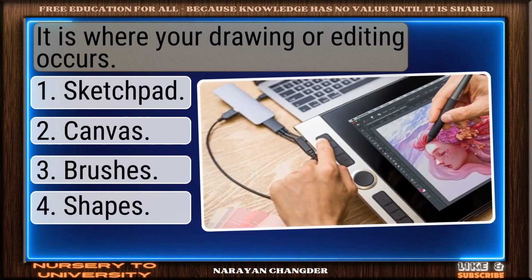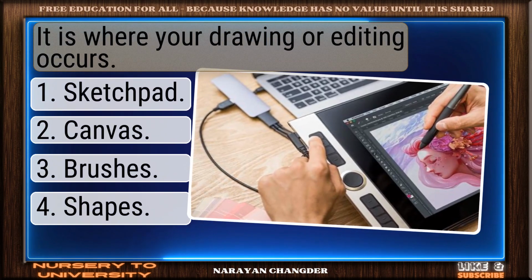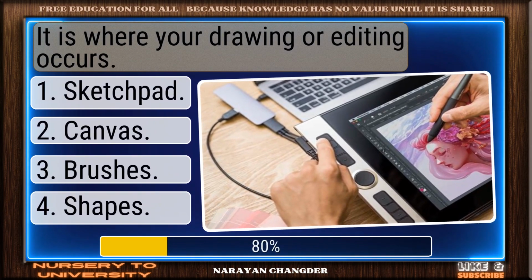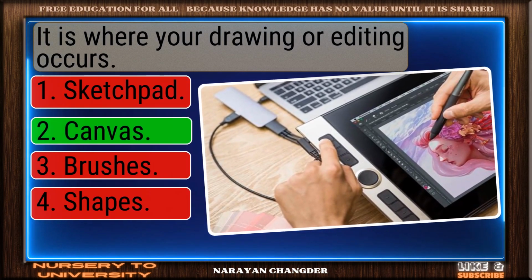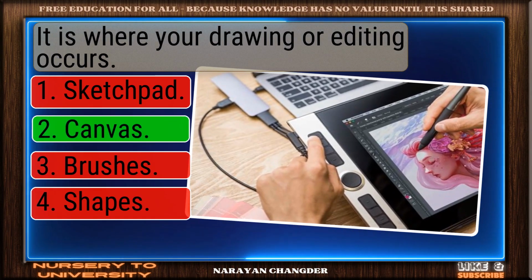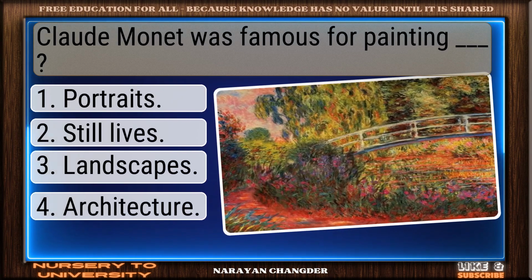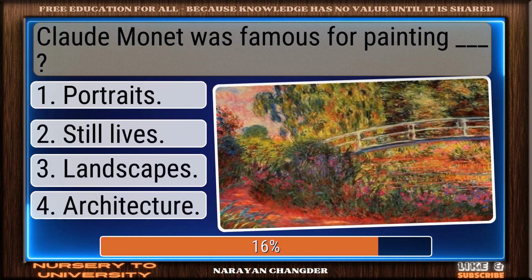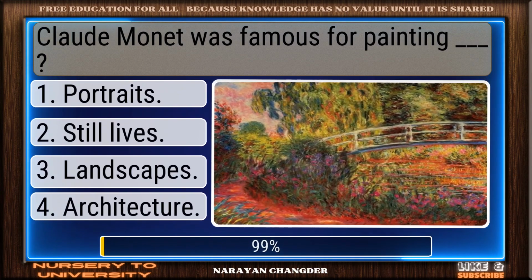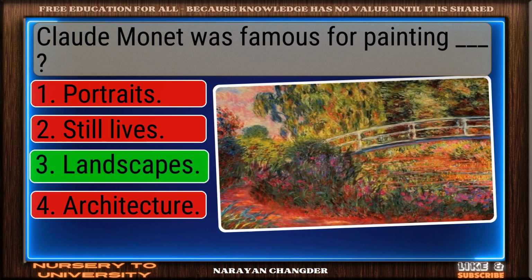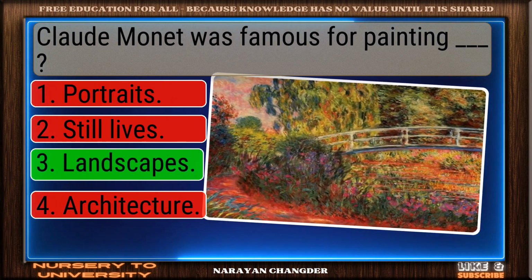It is where your drawing or editing occurs. Strong choice. Canvas is the right answer. Claude Monet was famous for painting dash. Nicely done. Landscapes is a solid answer.